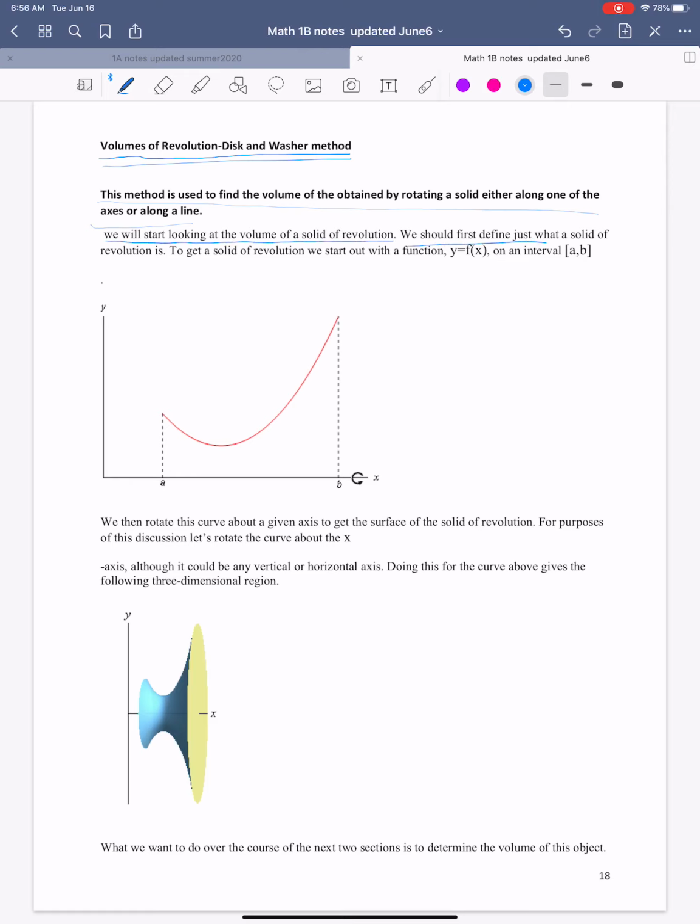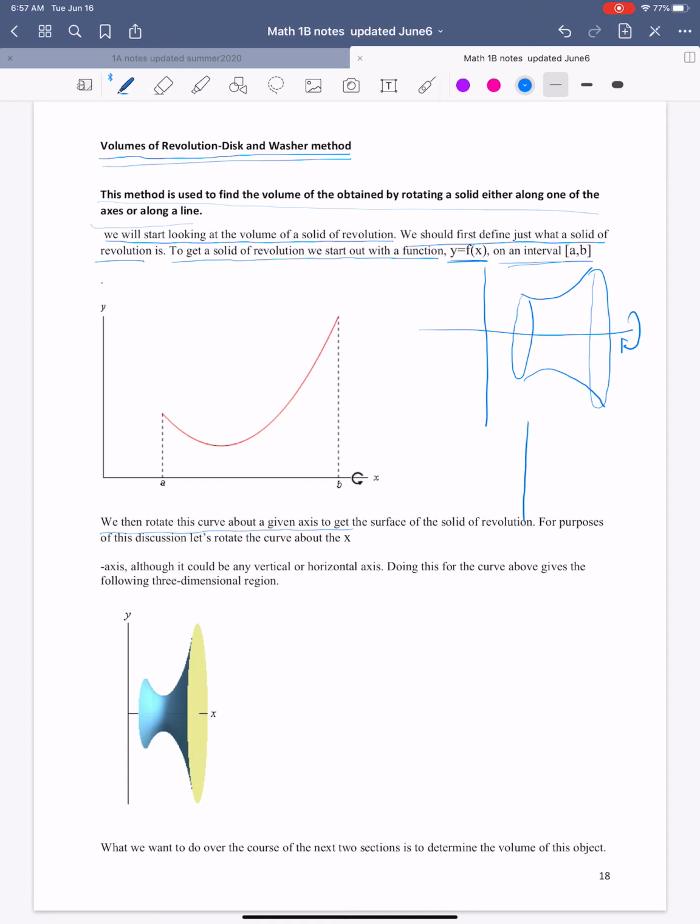We should first define just what a solid of revolution is. To get a solid of revolution, we start out with the function y equal to f of x on an interval a to b. Then we rotate the curve about a given axis. So here, for example, if this was my curve, the one you see on the right, and I rotated about the x-axis, I would get something like this. And that would be my solid of revolution if I rotated about the x-axis.